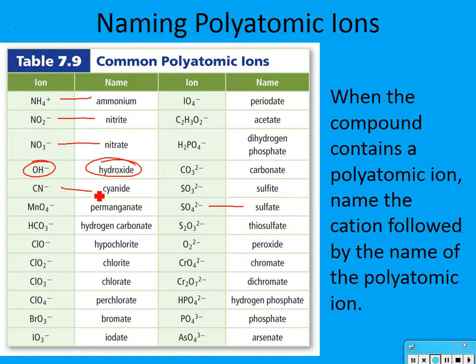Today we're going to learn how to name ionic compounds with polyatomic ions in them. Like it says on this slide, when the compound contains a polyatomic ion, you name the cation followed by the name of the polyatomic ion. It's very easy. For the cation, you just look up the metal on the periodic table and keep its name the same. If there's a polyatomic ion for the anion, you just look it up on the table and keep the name the same. Don't change the name. Let's go through some examples and I think it will make sense.